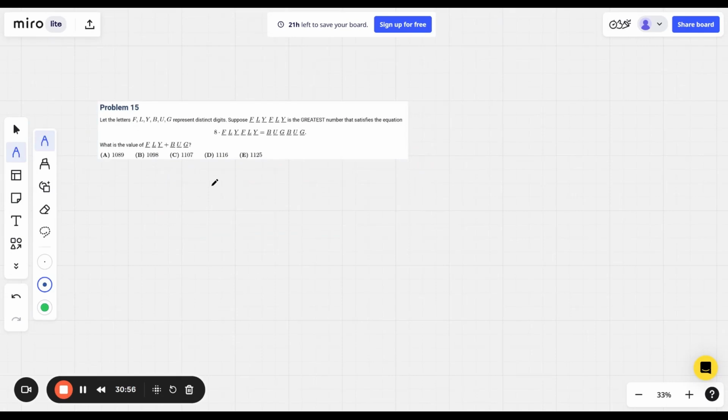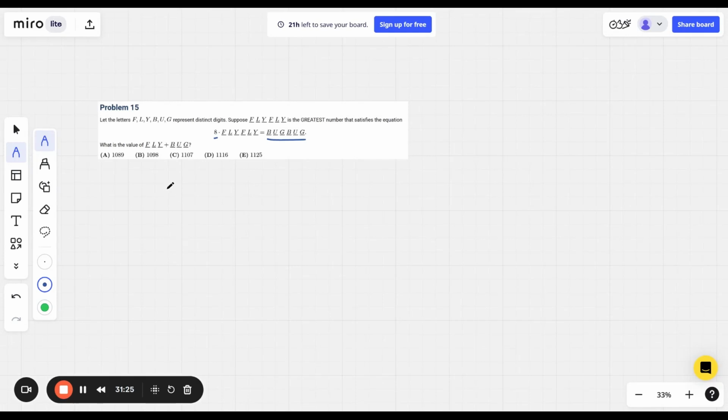Another large FLY, BUG represent distinct digits. Suppose FLY is the biggest number that satisfies the equation 8 times FLY equals BUG. What's the value of FLY plus BUG? So the thing here is that they are all distinct digits, but 8 times that equals to that.